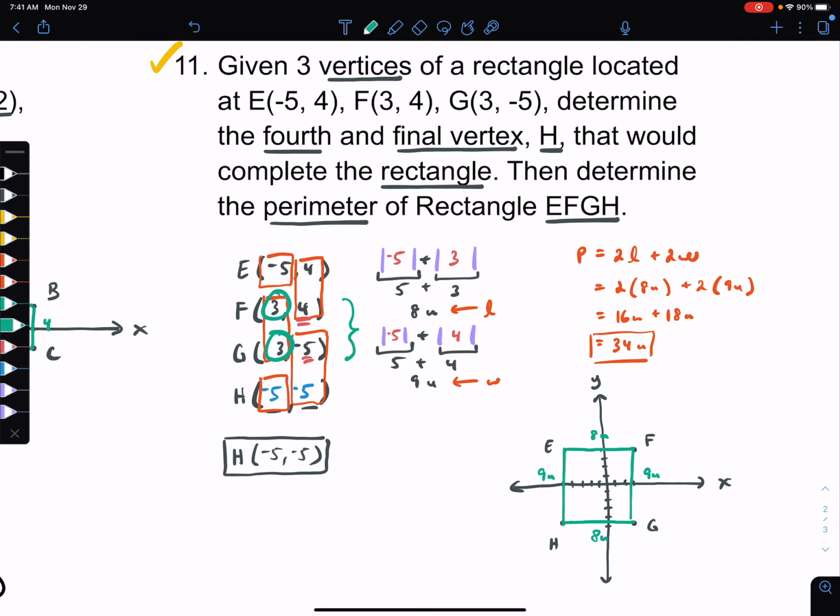So for the perimeter, hopefully it makes sense. 8 plus 8 plus 9 plus 9 does equal 34. And for the last coordinate H, hopefully I've also convinced you that this is at -5, -5 in the bottom left corner here. Okay, so if it helps you to make a sketch first, then go for it. But hopefully the algebra made sense as well, or showing it just using the absolute values.